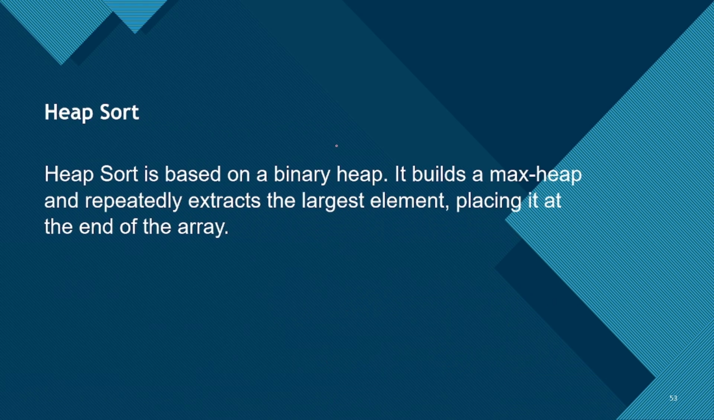The next one is heap sort. It uses a binary heap data structure, which can be thought of as a complete binary tree. The algorithm works in two main steps. The first one is to build a max heap, and the second one is to extract the largest element. Build a max heap means, in simple words, rearranging the array so that the largest value is at the root, and extracting the largest element means moving the root to the end of the array and rebuilding the heap.